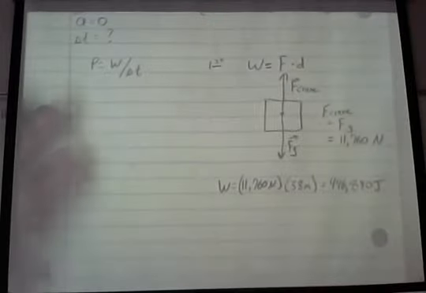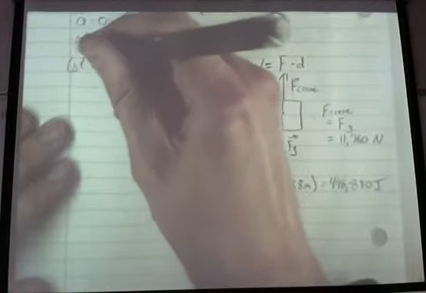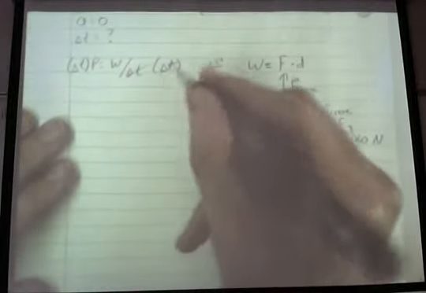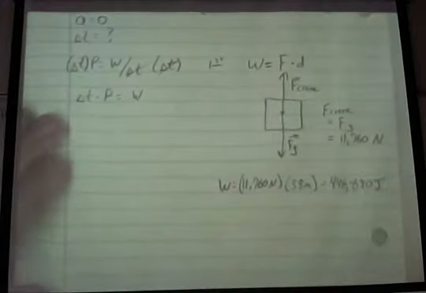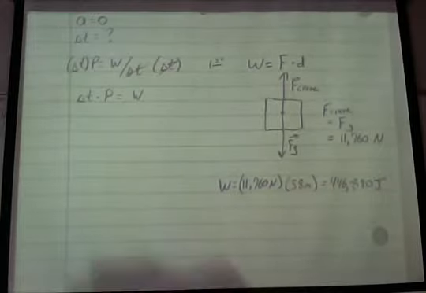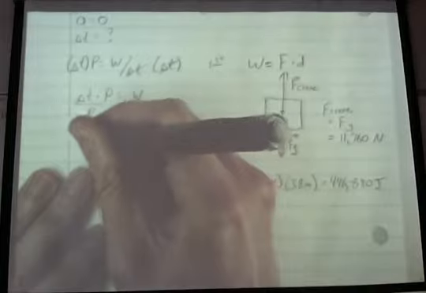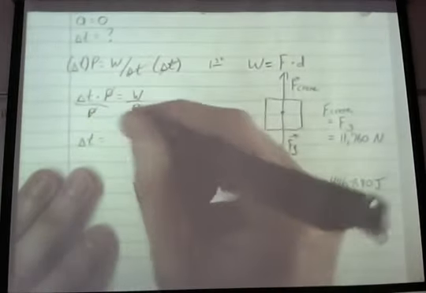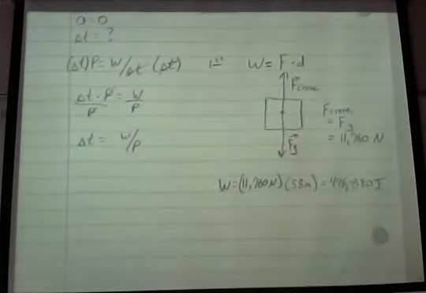We can't do that when time's in the denominator of the fraction, so let's start by multiplying both sides by delta t. Delta t will cancel over there, and we get delta t times P equals W. I want delta t by itself, so to get P over on the other side, divide both sides by P. P's cancel on the left, and we get work divided by power for our equation.